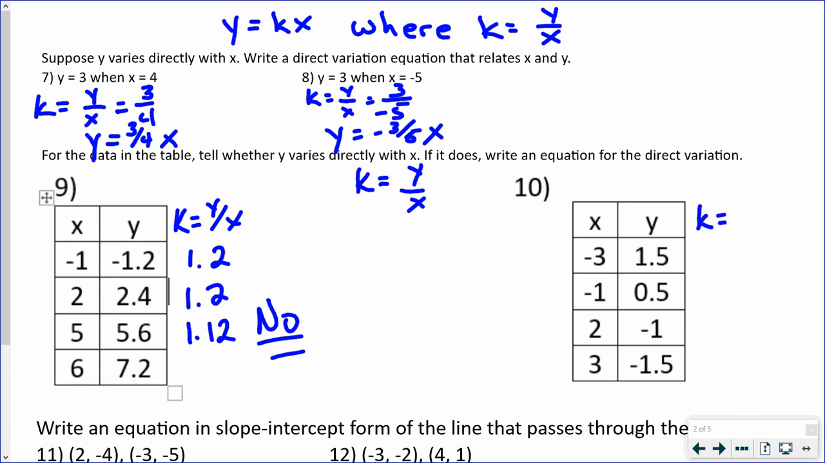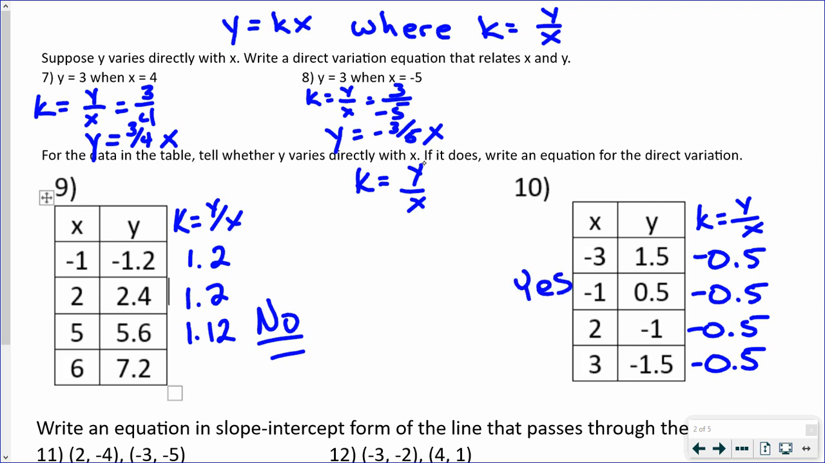So again, we're going to find if there is a constant of variation, y over x. So 1.5 divided by 3 is 0.5. It's actually negative 0.5. 0.5 divided by -1 is negative 0.5. -1 divided by 2 is negative 0.5. And negative 1.5 divided by 3 is negative 0.5. So this one is yes. And then it says, if it's yes, write an equation. And the equation is just y equals negative 0.5x.